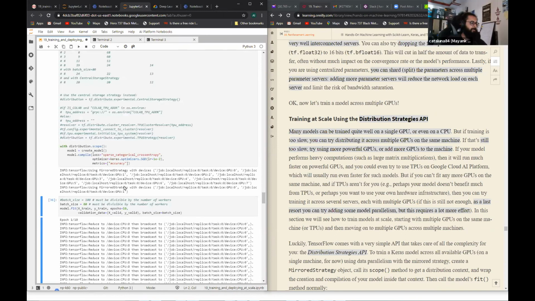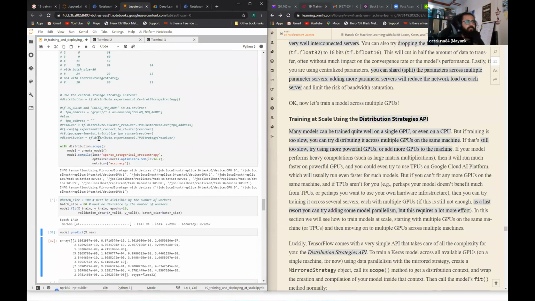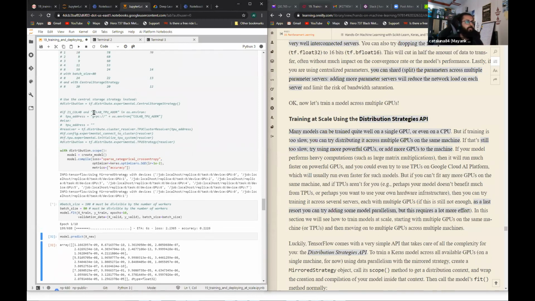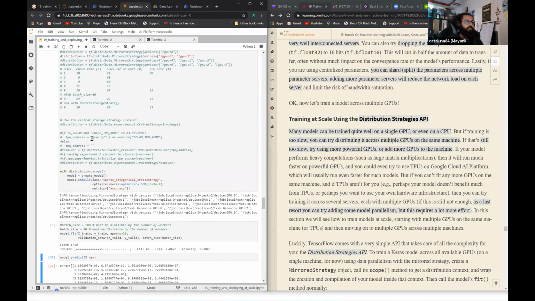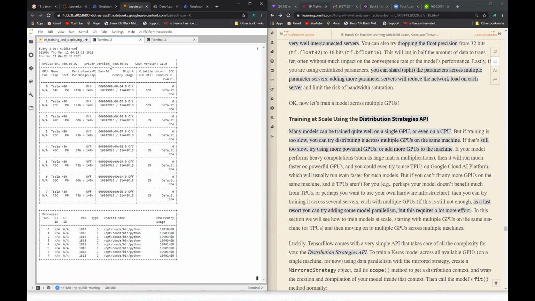So we could also change the settings, since this currently uses cross-device ops for the mirrored strategy constructor. I think that's the default with the distribution scope that you're trying to build. Sparse categorical entropy, yeah, we can try another also.